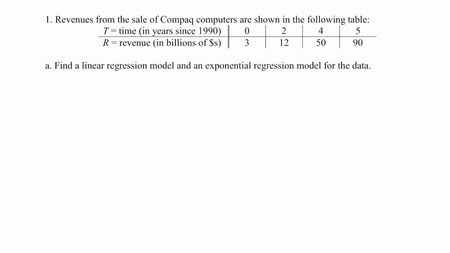Revenues from the sale of compact computers are shown in the following table, where T represents the time in years since 1990. That means 1990 is represented by 0. It is not represented by 1990. It is not represented by 90. It is simply represented by 0. 1992 is here, 94 and 95. And then R is the revenue in billions of dollars, so 3 billion, 12 billion, 50 billion, 90 billion. We're going to find a linear regression and an exponential regression model for the data.